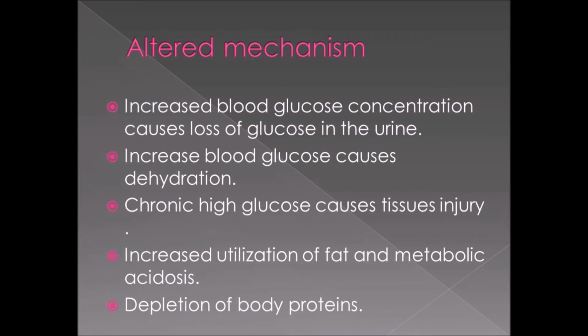Failure to use glucose for energy leads to increased utilization and decreased storage of proteins and fat. Therefore, a person with severe untreated diabetes mellitus experiences rapid weight loss and asthenia.